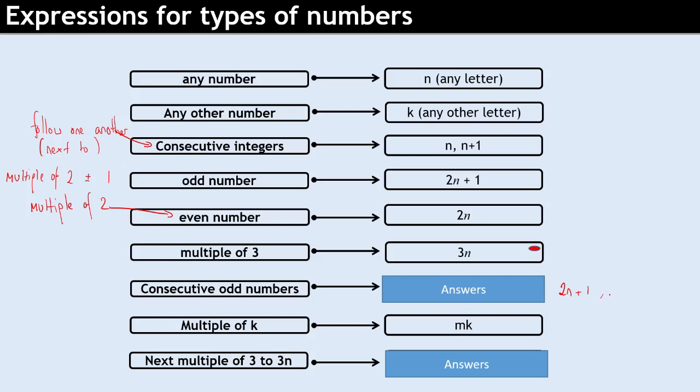Okay, so I could have 2n plus 1 plus 2, which, you know, we're higher tier mathematicians at this point. We should simplify that. It's 2n plus 3.